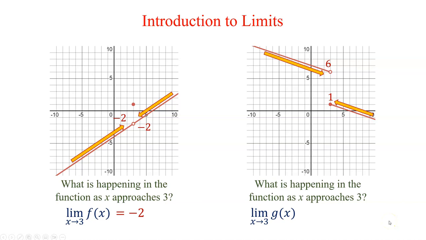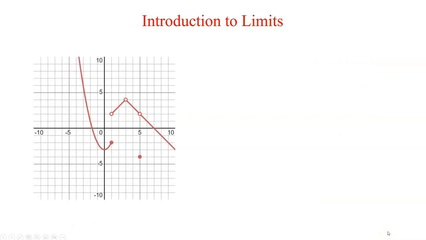So in this case, there is no trend toward a specific location. If we look at it from the left, we're trending toward one location, and as we trend from the right, we trend toward a different location. So here, the limit would not exist. So let's look at another scenario. So here, another piecewise function.